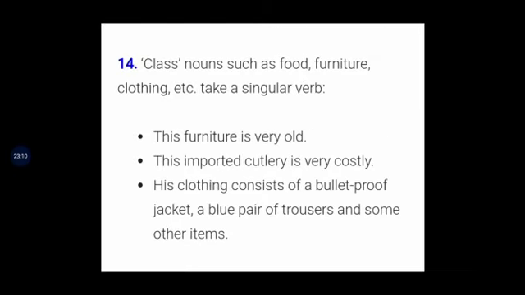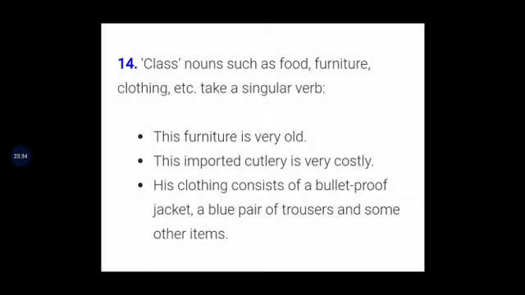Rule number 14. Class nouns such as food, furniture, clothing, etc. take a singular verb. The nouns which represent their whole class are called class nouns. They take the singular form of the verb. This furniture is very old.